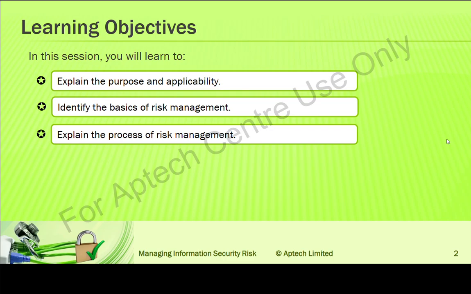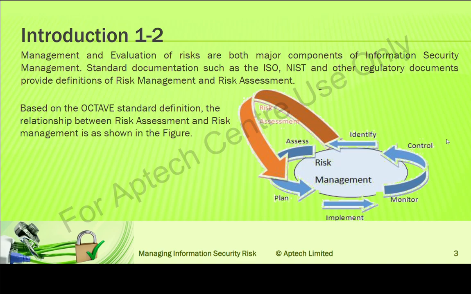So let's talk about the objectives. We are going to explain the purpose and applicability, then identify the basics of risk management, and then explain the process of risk management one after the other. Introduction to management and evaluation of risk are both major components. They work hand in hand for information security management. We follow the procedure of standard documentation such as the ISO framework, NIST, International Organization for Standardization, NIST, National Institute of Standards and Technology, and other regulatory documents.